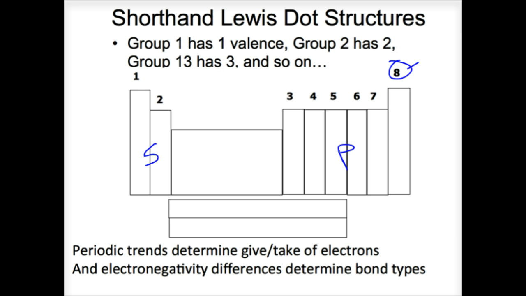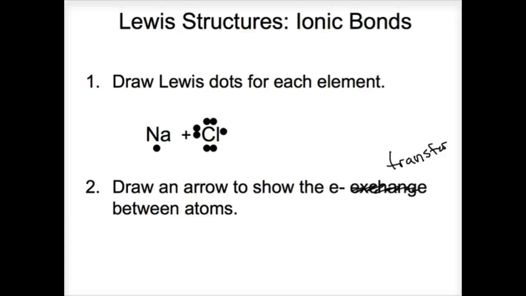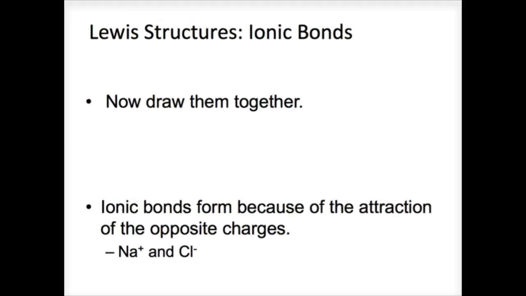And that give and take of electrons is based on electronegativity differences, and the electronegativity difference is what determines whether electrons are transferred or shared. So in Lewis structures, I want to draw the Lewis structure for each element. I want to be able to show the transfer of the electrons with an arrow. If I've shown the transfer of the electrons, then I can draw the two ions together, remembering that it is the charge of opposites that creates my ionic bond.